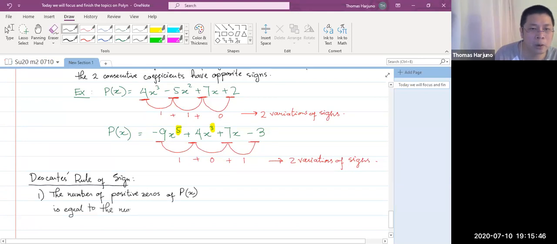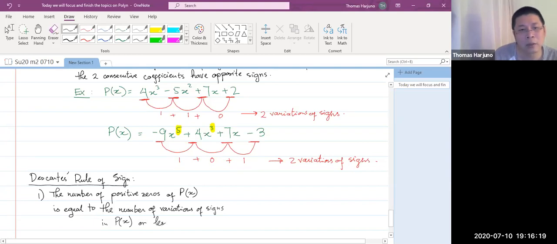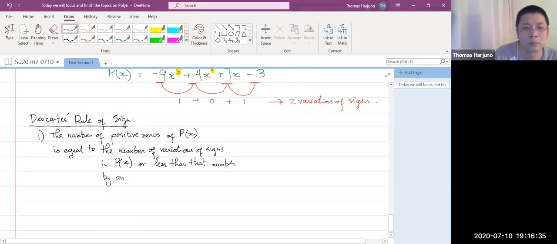the number of variations of signs in P(x), or less than that number by an even number. An even integer to be more precise.